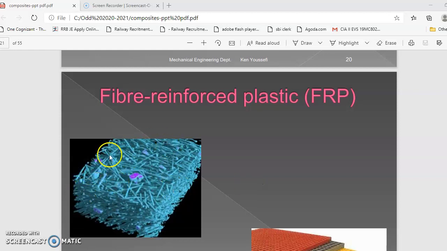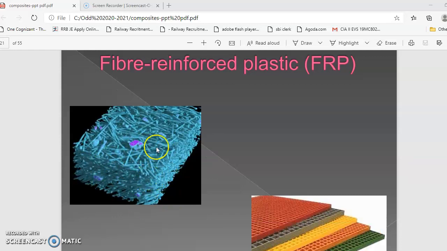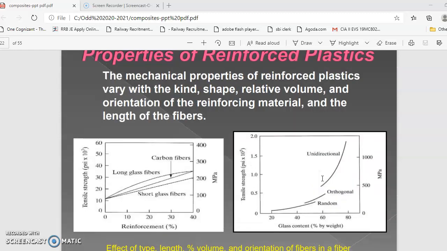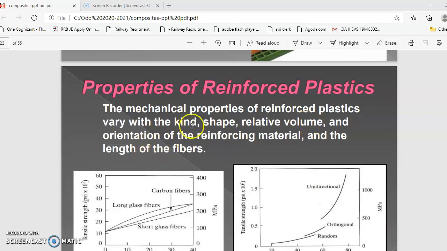So this is how an FRP will look like. We have fibers that are enclosed with the polymer. These are some of the FRP. And properties of reinforced plastics, they have very good properties.